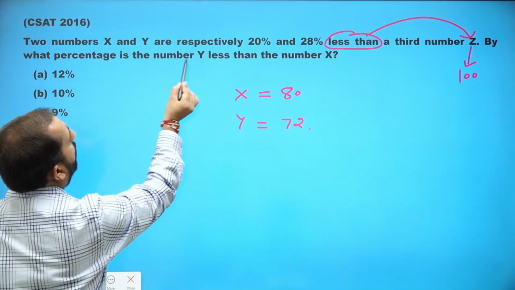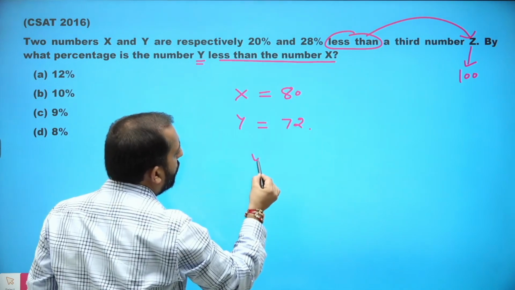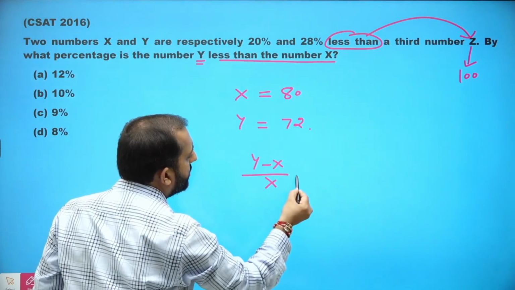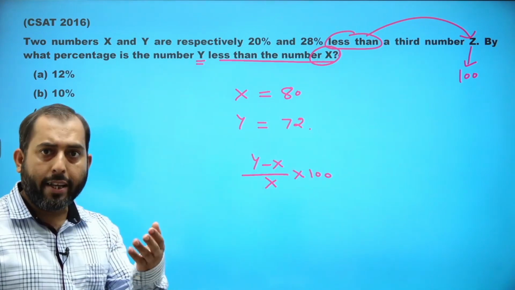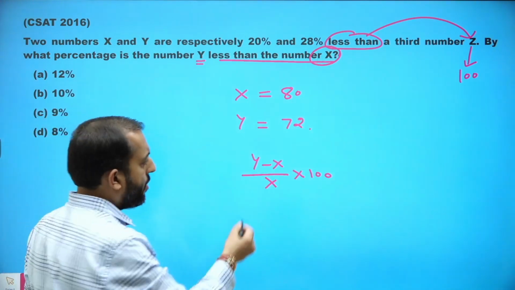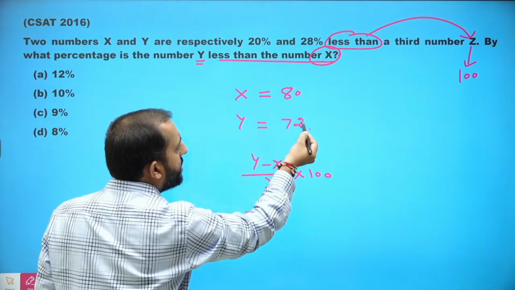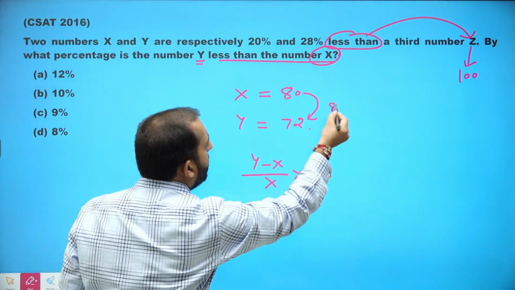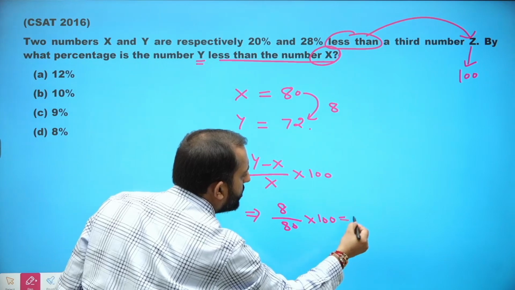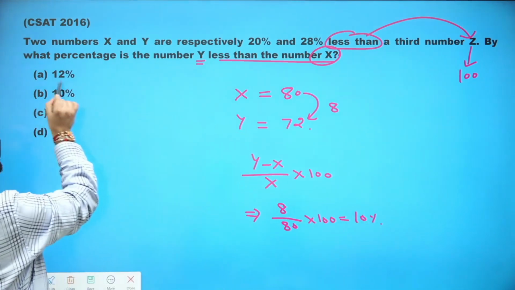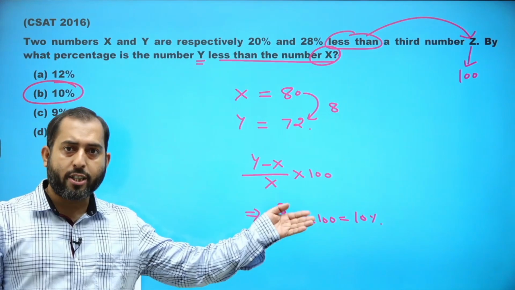Now we want to find out how much percent y is less than x. So x minus y upon x into 100. Less than x, so in the last statement we are comparing with x, so that is why the value of x is in the denominator. So it comes out to be 80 minus 72, 80 minus 72 is 8. Upon the value of x, 80, into 100, which is 10%. Hence option B is the right choice. I hope guys this is clear. Let's move on to the next question.